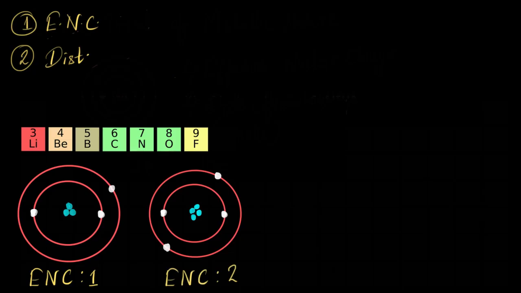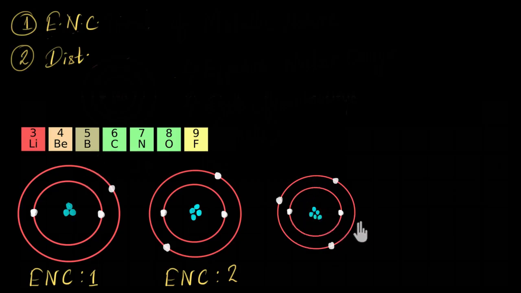Now let's talk about boron, the next element. Boron's atomic number is 5. It will have 5 protons and 5 electrons. Now can you pause the video and tell me what will be the effective nuclear charge experienced by this electron? Pause and try.